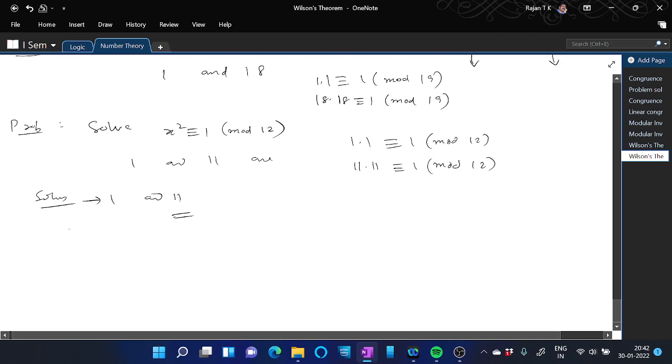Now, another problem. Without using Wilson's theorem, verify that (p-1)! is congruent to -1 mod p for p equal to, say, 7 or 30, whatever it is, let me take 7.